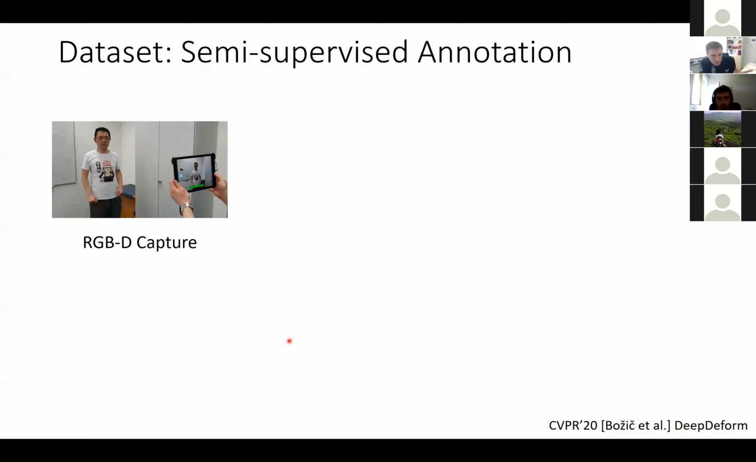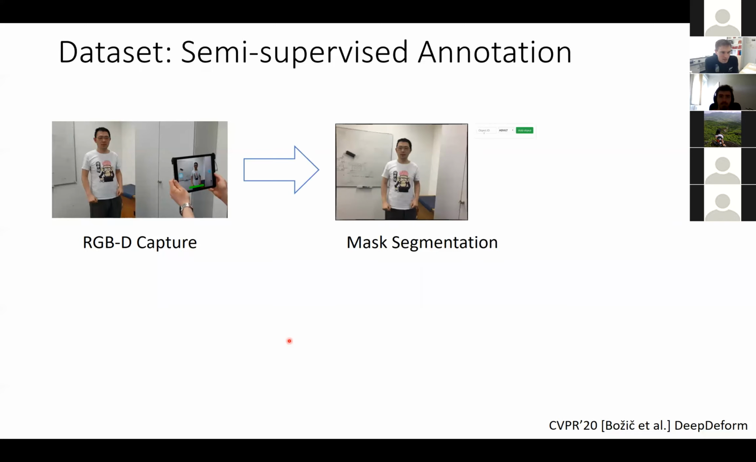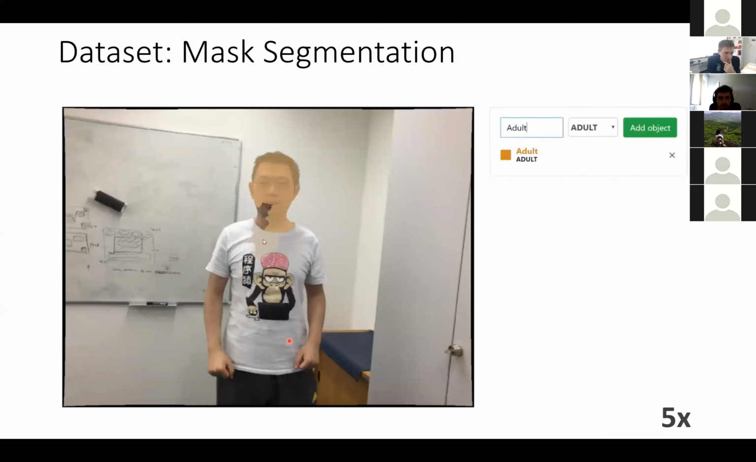And then we did what we call semi-supervised annotation, meaning that some stuff we annotated and some stuff we inferred. The first thing we annotated was the masks. So whatever the non-rigid object of interest was, was the first thing we annotated. In this case, we annotated the person here in the foreground. We gave that person a label.